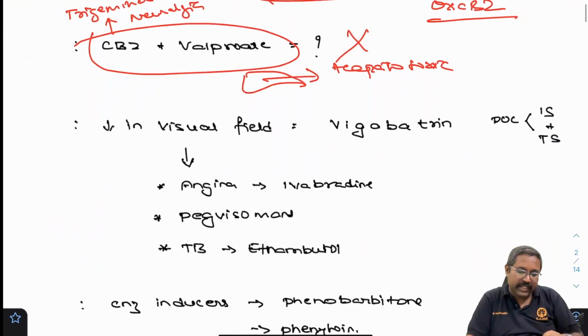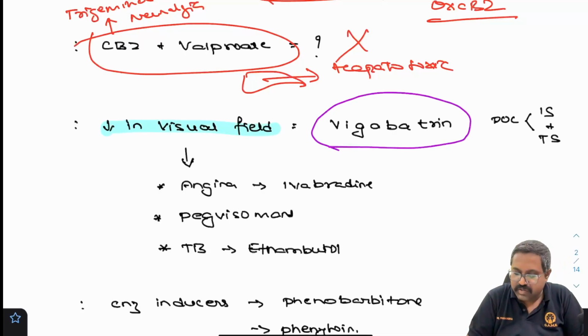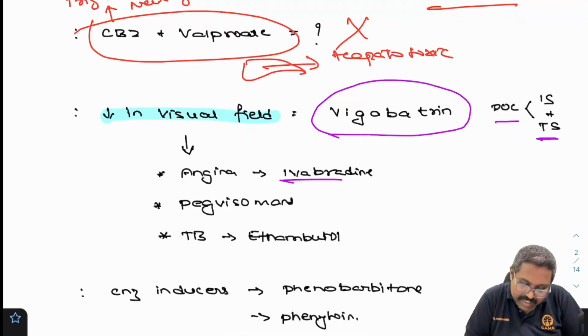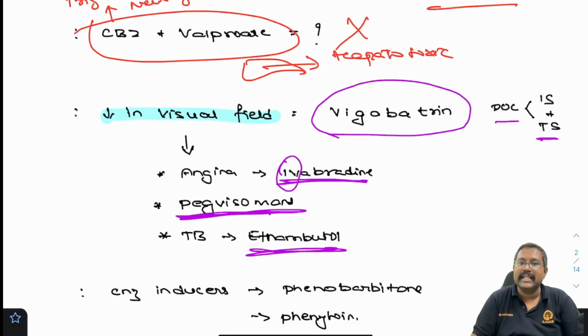Next, which is the anti-epileptic drug that causes a decreased visual field? That is vigabatrin. Vigabatrin is also a drug of choice for infantile spasm associated with tuberous sclerosis. What are the other drugs which can cause visual field defect? You have ivabradine, pegvisomant, which is a growth hormone antagonist, and the anti-TB drug ethambutol. Even in the case of angina, you can remember IV for impaired vision: ivabradine, vigabatrin, pegvisomant, you have VI for vision impairment, and ethambutol, eye is impaired.